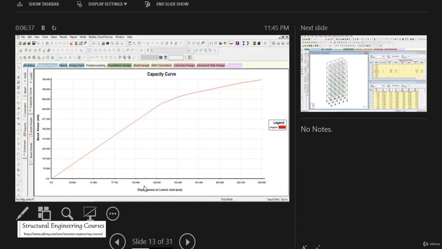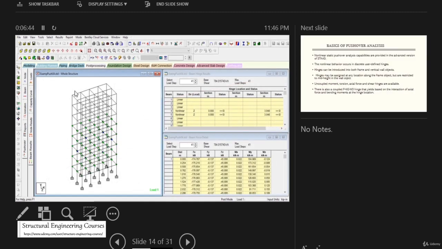And this is the capacity curve that has been extracted from the STAAD.Pro software after doing the pushover analysis. This type of example we shall check in our next lecture, but this is just a preview of how this analysis is showing us. This green and blue color is the color of the hinges that have been formed in the structure.